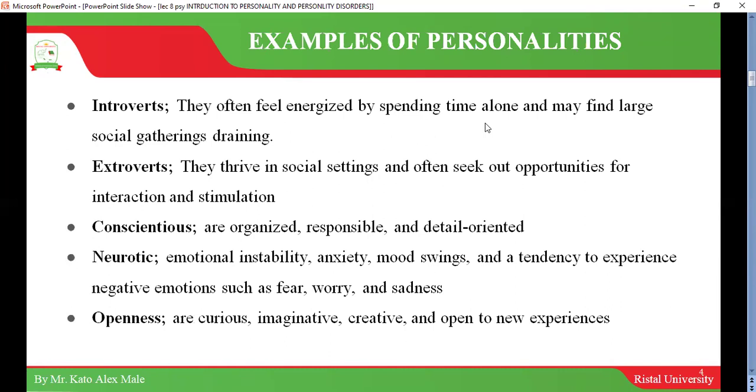You understand? Either personality has its advantages and disadvantages. So don't say that those who are introverts are bad. No, they also have their merits and demerits.